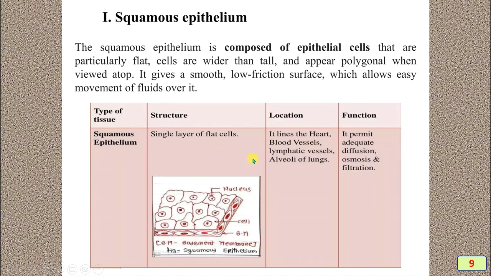The most popular examples of this are the heart, which has simple squamous epithelial cells, as well as blood vessels, lymphatic vessels, alveolar cells, and also the conjunctiva of the eye. These are also called squamous epithelial cells. The function of this type of specialized cell is to permit adequate diffusion, osmosis and filtration.